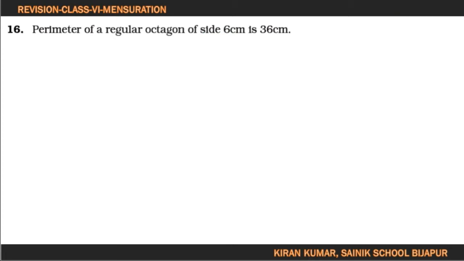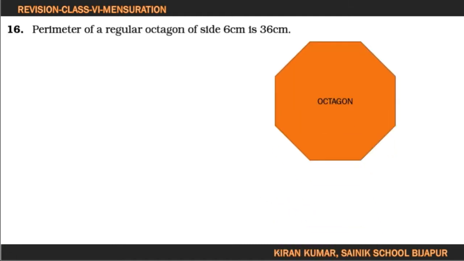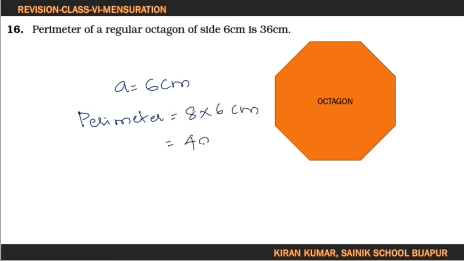16th question, perimeter of a regular octagon of side 6 cm is 36 cm. What is an octagon? Octagon is the one in which there will be 8 sides, and it's a regular octagon, so 8 equal sides will be there. Each side is given equal to 6 cm. So perimeter will be 8 times the side. So 8 times 6 cm will give us 48 cm. So the given statement is a false statement.